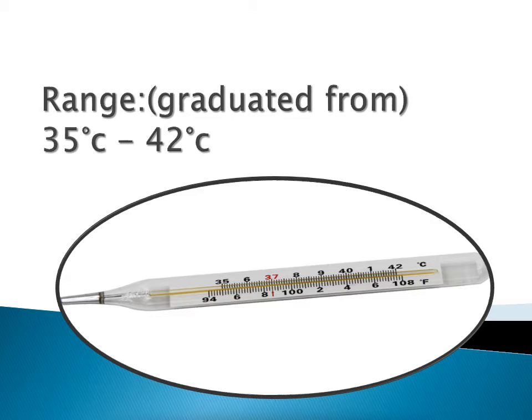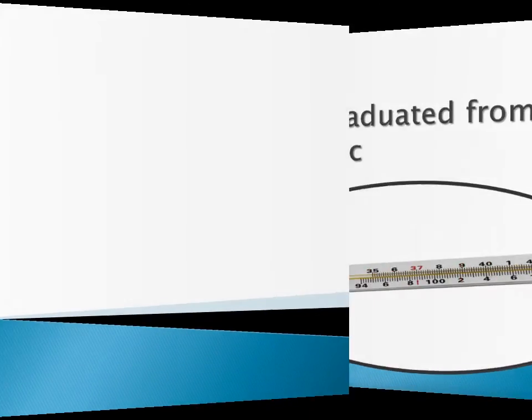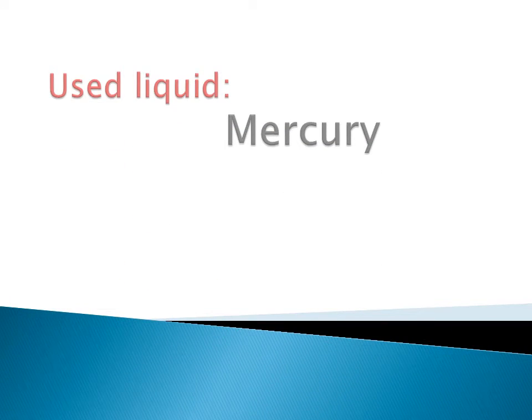The range or the scale of the medical thermometer starts from 35 to 42. And the liquid used is mercury.